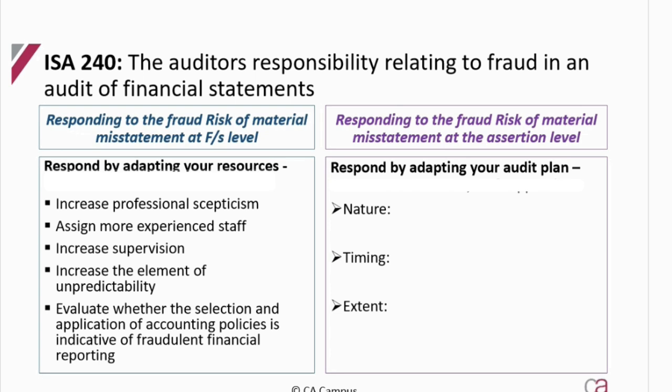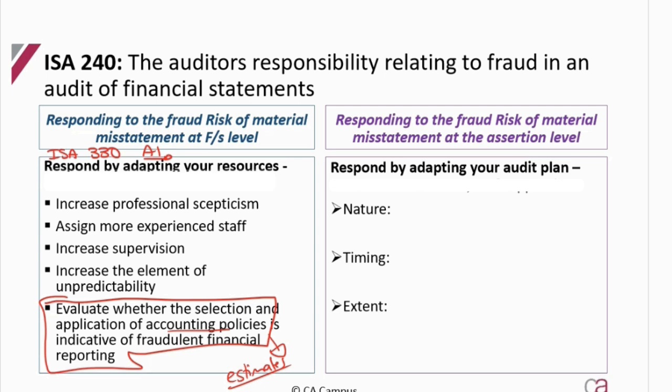So responding at a financial statement level, guys, nice and simple. It's the very same procedures that we do in responding to the risk at a financial statement level for error. In ISA 240, paragraph A1, the only additional one here is to evaluate whether any accounting policies could be indicative of fraud. What do you have accounting policies for? Estimates.